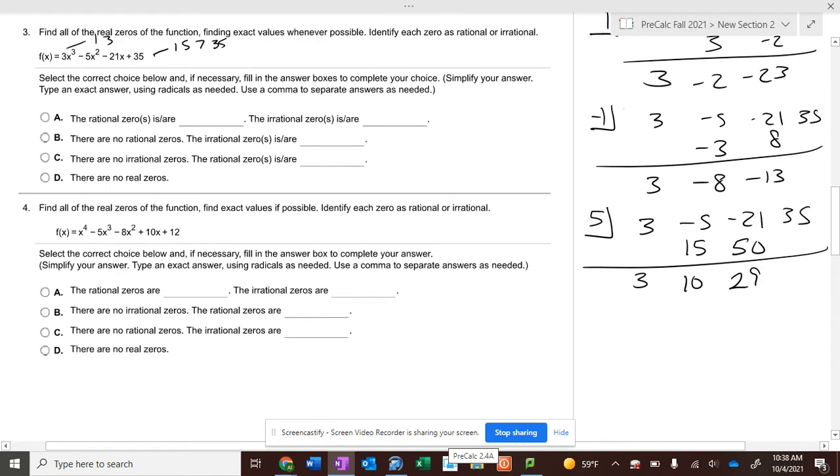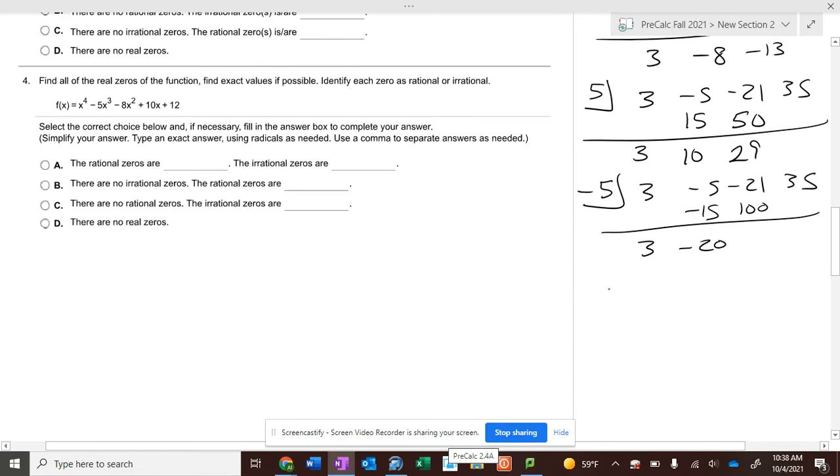We try -5. 3, -5, -21, 35. 3 gives us -15, -20, 100. Not going to work. Okay? We could try 7. 3, -5, -21, 35.